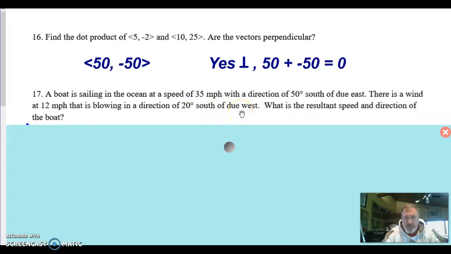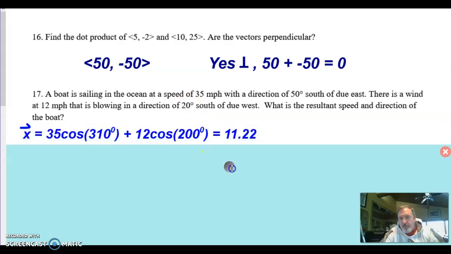So due west, that's at 180 degrees. 20 degrees south of that's going to be at 200. So again, you want to make sure that you have the right angles here. 50 degrees south of due east is 310. 20 degrees south of due west is 200. Okay, so again, now that we have our correct angles, we can plug it in for x and y.